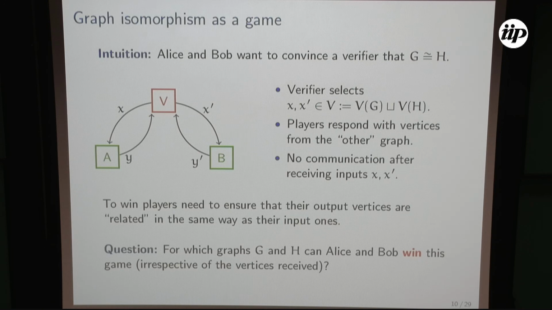Remember when I defined a general non-local game, I had a probability distribution on the questions. Here I don't have a probability distribution, because I'm asking that the players can win with success probability 1. So I could put any probability distribution on this x and x prime as long as it had full support. For these games, we don't care about the probability distribution. We just ask, is there a strategy that wins irrespective of the questions that the verifier selects? And from now on, I'm just going to say, can Alice and Bob win? And by that, I mean irrespective of the vertices received.